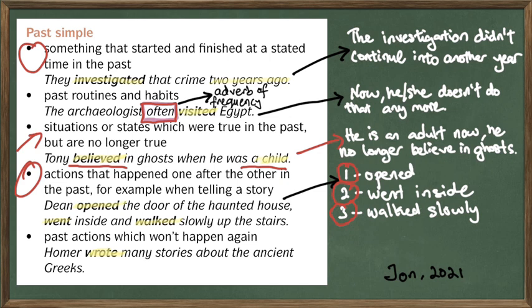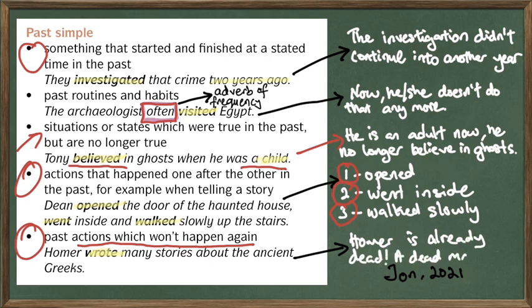Now, another situation where we would use the past simple is for past actions which won't happen again. For example, Homer wrote many stories about the ancient Greeks. Who is Homer? Just in case you kids are wondering, Homer is quite a famous writer from many years ago. But as we know, he is no longer alive. So he's already dead. A dead man cannot write.